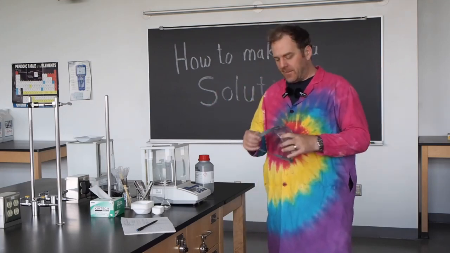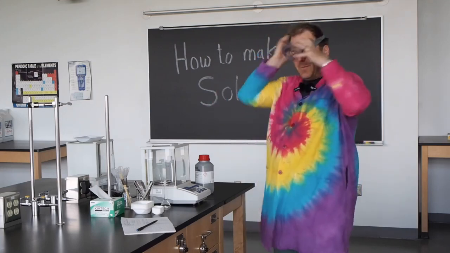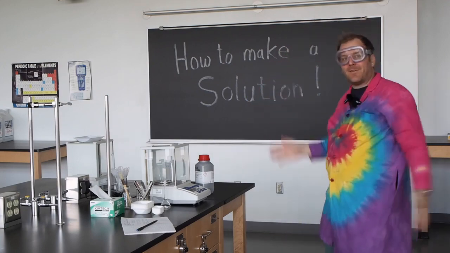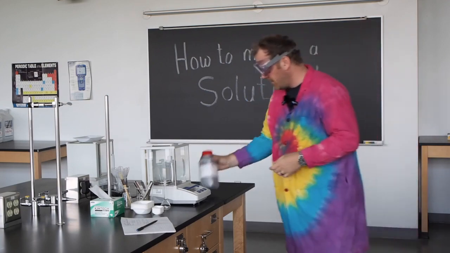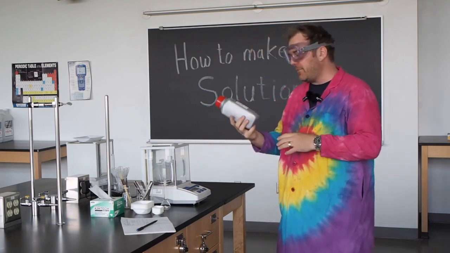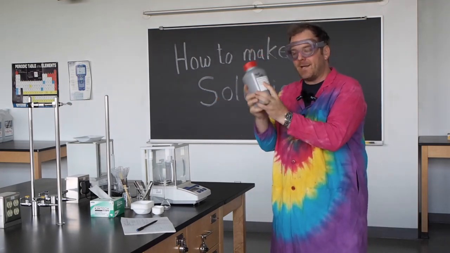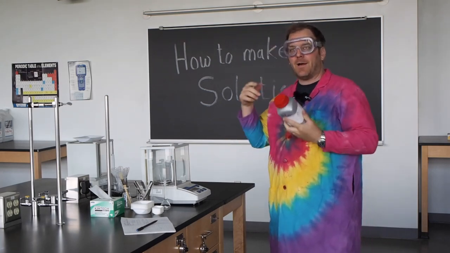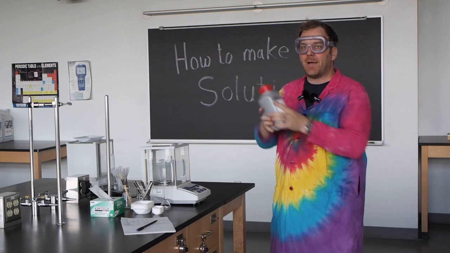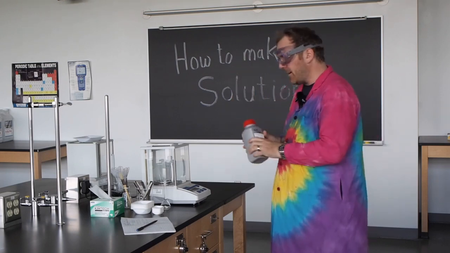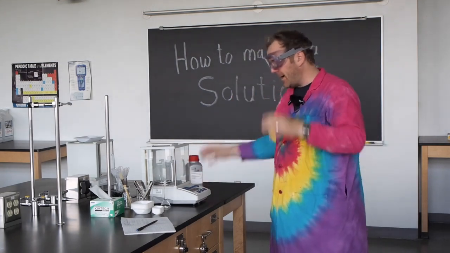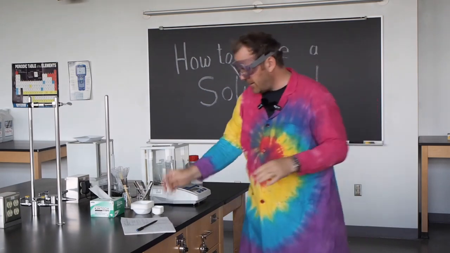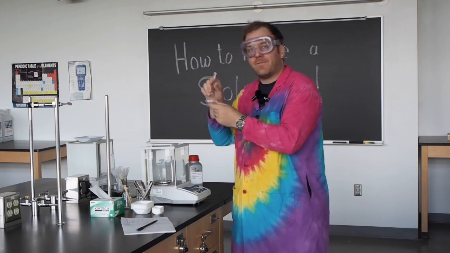Hey folks, I'm just getting started in the lab here, and my goal is to make a solution. So I'm going to show you how to make a solution. Today we're going to make a solution of ammonium bicarbonate, which is an ionic compound made out of the cation ammonium and the anion bicarbonate. These are polyatomic ions that we're learning about in class. And I'm going to make this solution in water in a 50 milliliter volumetric flask.